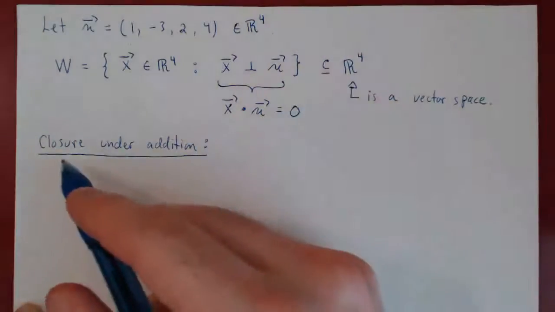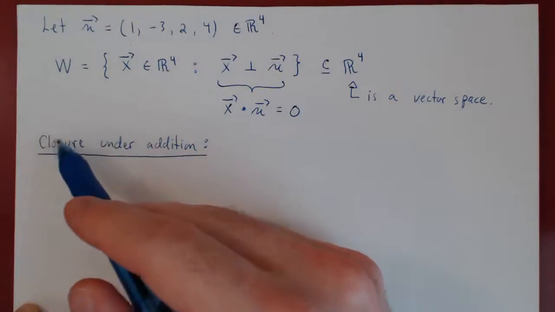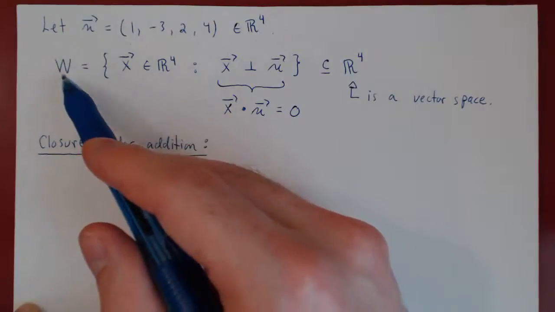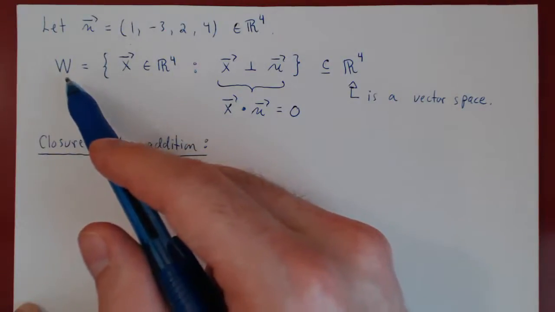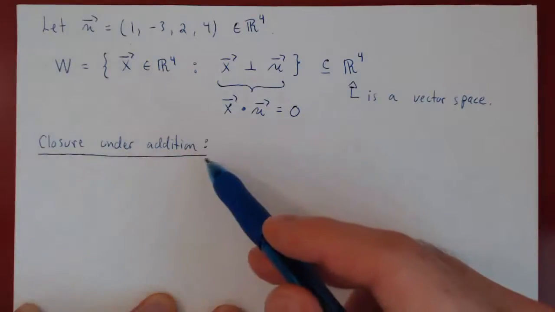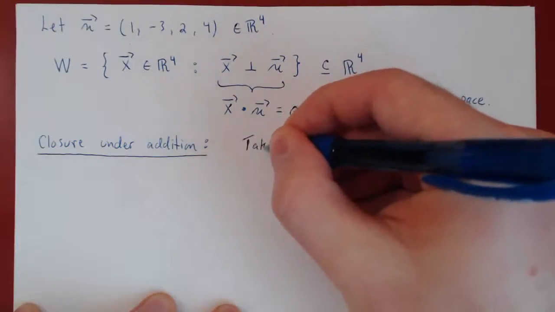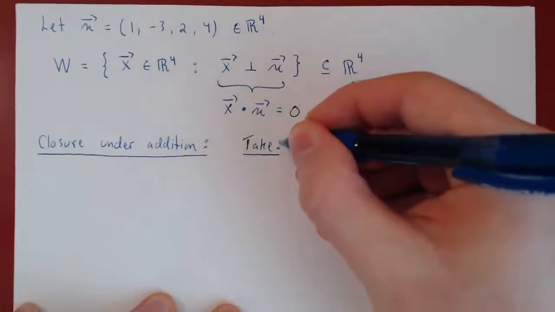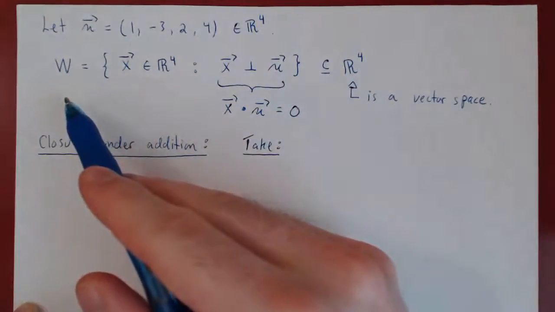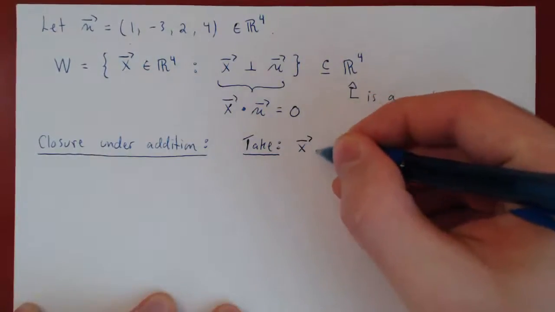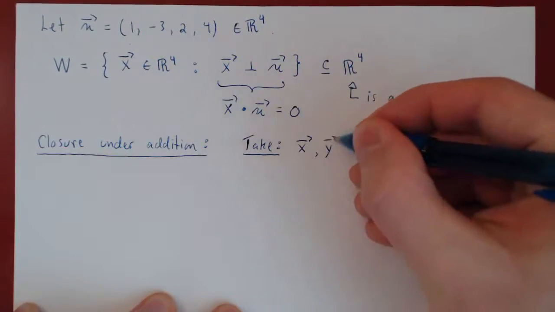And again, the name gives it away. We have to show that the set W is closed under addition. So if we take any 2 vectors in W, we want to show that the sum is still a vector in W. So here's what we take. We take 2 vectors in W. We could call them vectors x and y. So take vector x and vector y in W.